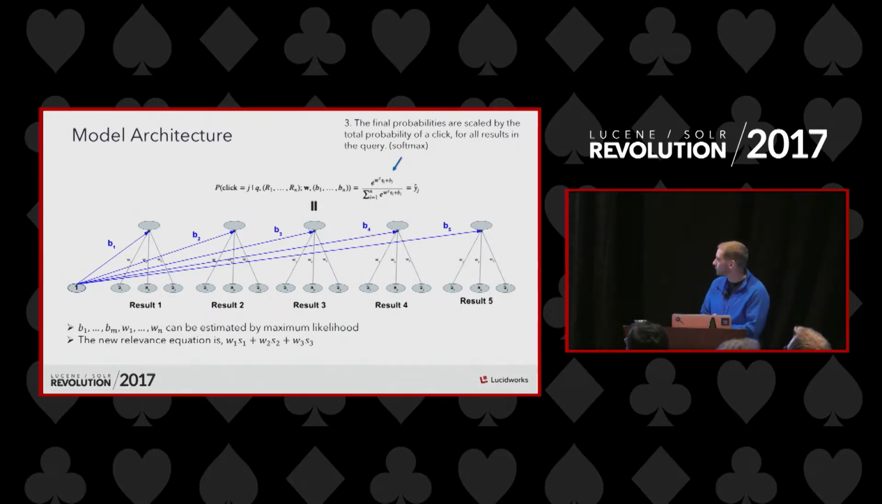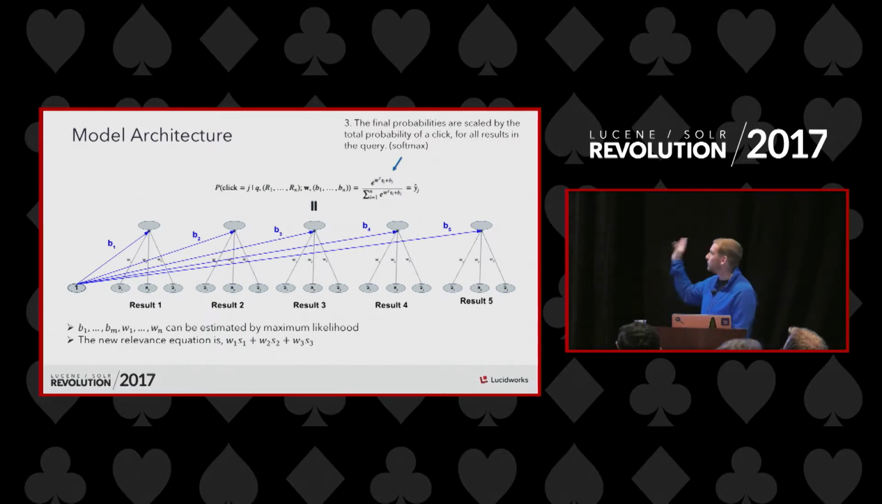So here's a nice graphical view of what this model looks like. I've got one query. I've got 5 search results. Each search result has 3 features, S1, S2, and S3. They're all combined via these W1, W2, and W3. It's the same for each search result, and that's like a relevance score. But then to each, we also add a positional bias factor, B1 to B5.